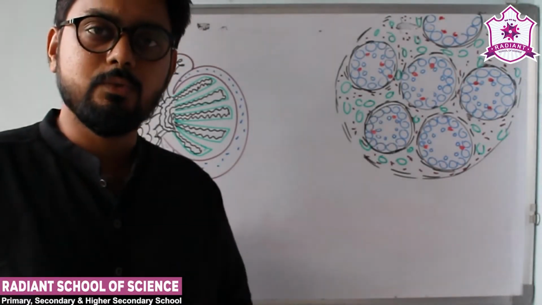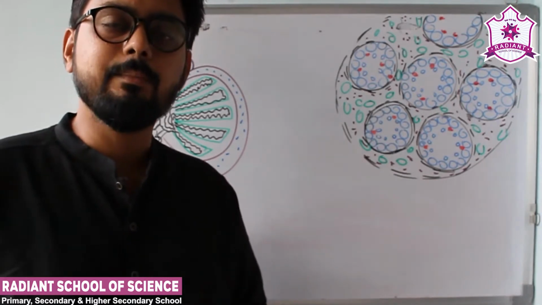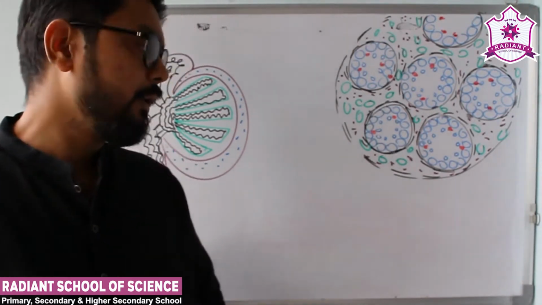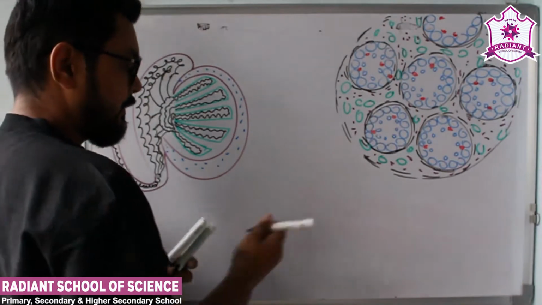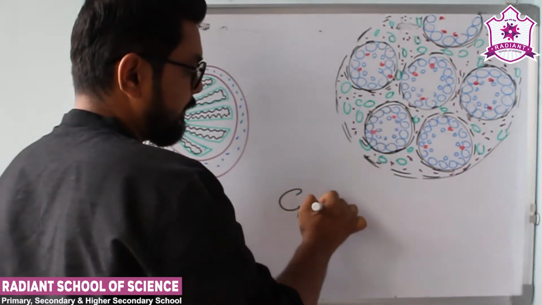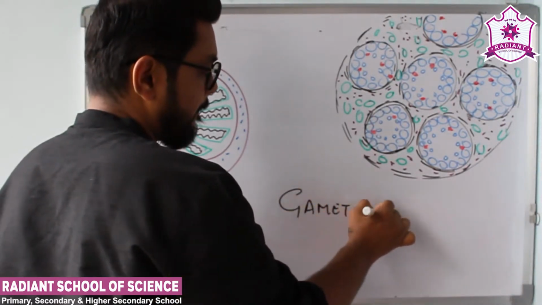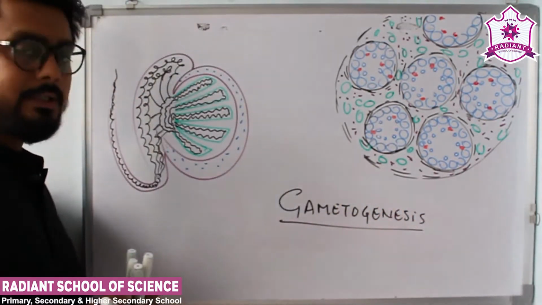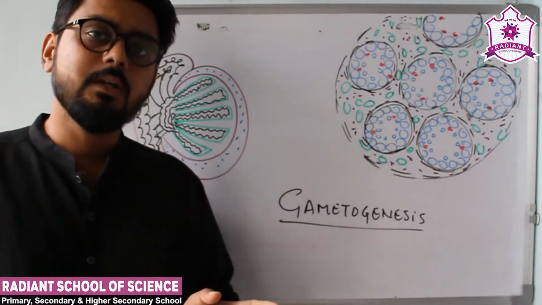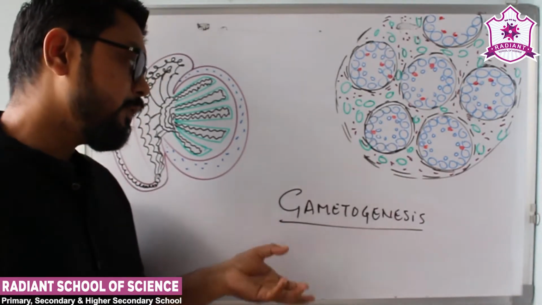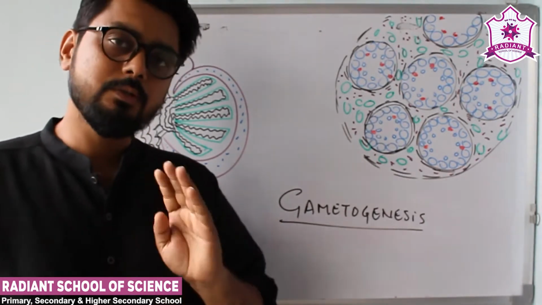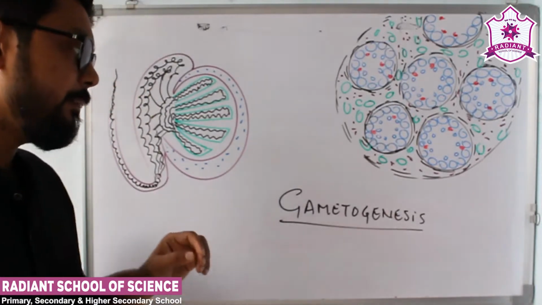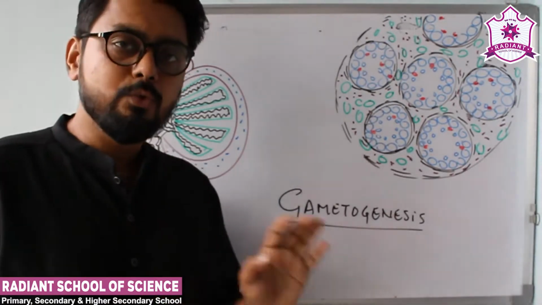Hello friends, today we will be talking about a very important topic from standard 12th, and that is gametogenesis. So gametogenesis is the formation of gametes. If we talk about the formation of gametes in the male, we'll term it as spermatogenesis, and if we talk about the formation of gametes in the female, we'll term it as oogenesis.